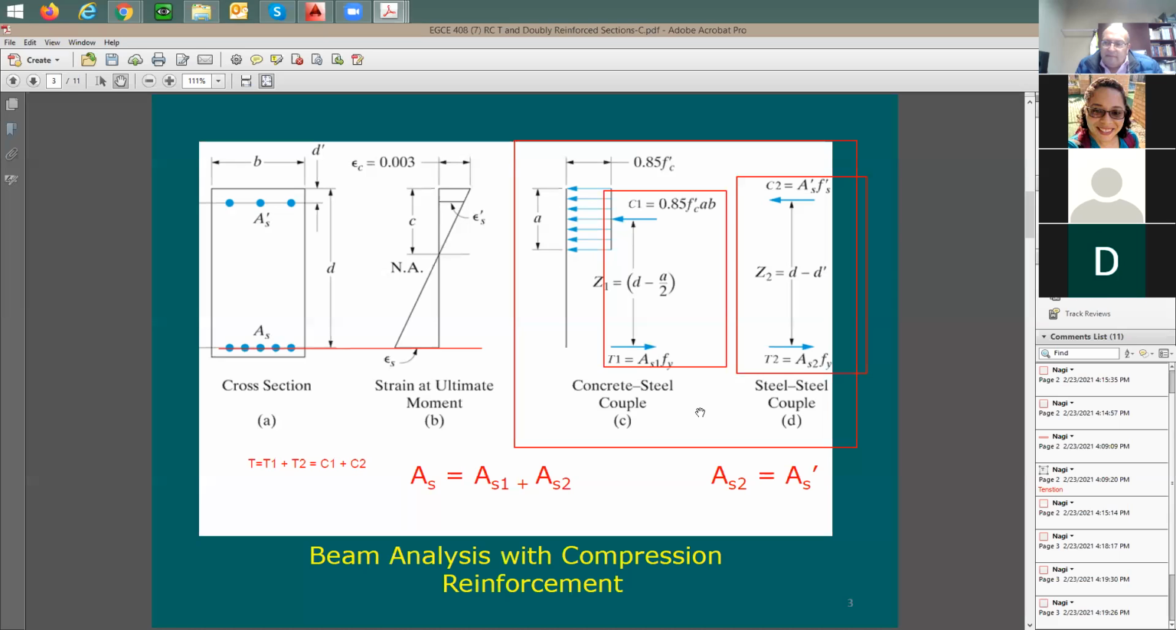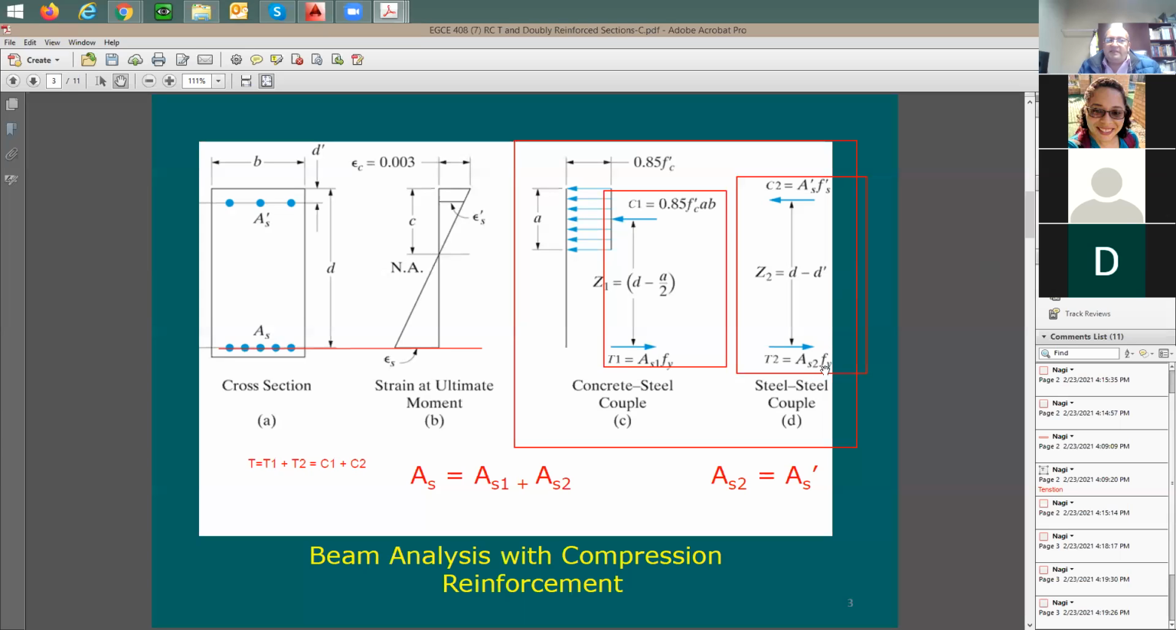Are we able to find T2 first if we have the value of F prime c, and then we use similar triangles to find T1? Yeah, we're going to do something very similar to that. You're going to see it in a second. Okay, very good. And then just to follow up, we would go over to that steel couple, and then we would find this one. Yes.